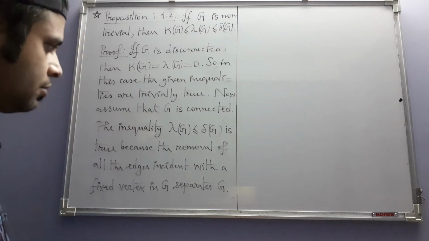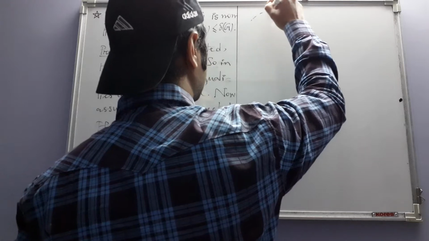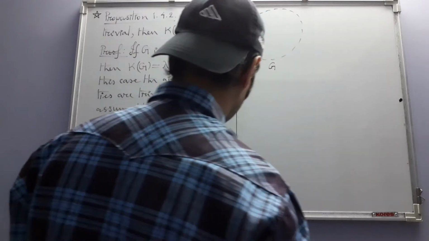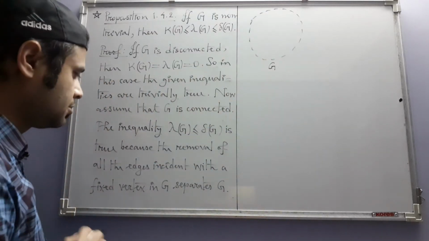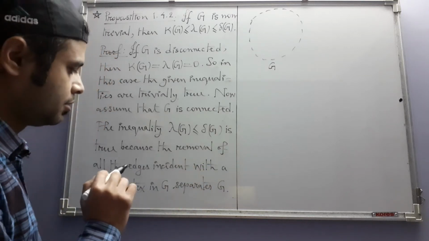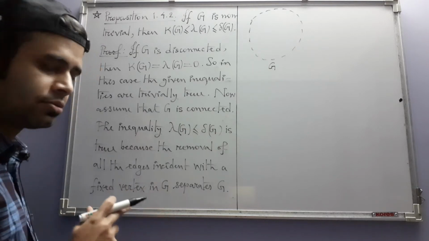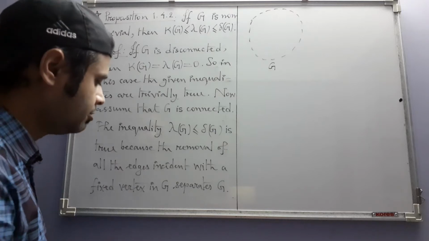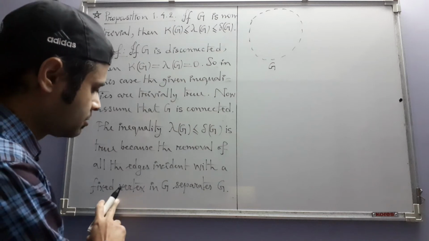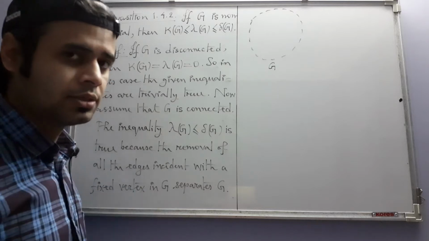Okay. Now what does this mean? Let's see. Suppose this is our graph G. What this line says is that if we remove all the edges incident with a given fixed vertex in G, nothing else has been said about what sort of vertex we have to choose. It can be any vertex, but once you fix it, it stays fixed. So after the removal, G gets separated or G becomes disconnected.